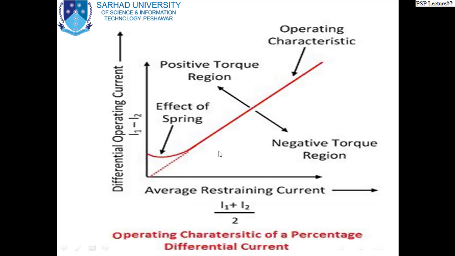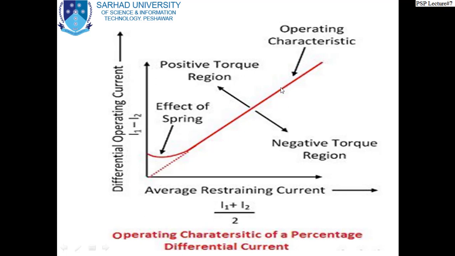So certain percentage means depending upon the pickup value of that particular relay. Okay. Now this graph is a very important graph. On the x-axis we have drawn the average value of the current, I1 plus I2 divided by 2, and on the y-axis we have shown I1 minus I2, that is the difference of the two currents. If we draw the graph between these two quantities, then we have this type of graph.